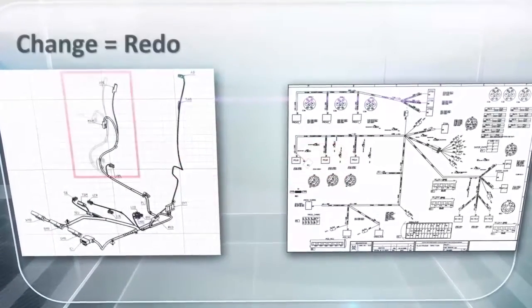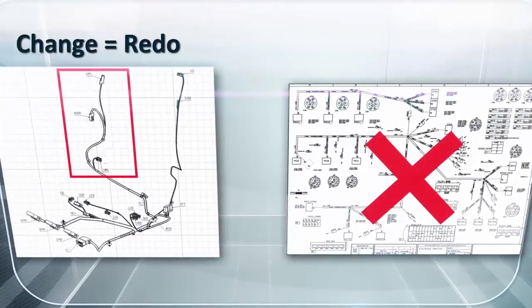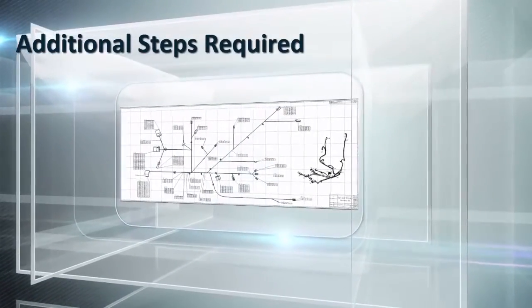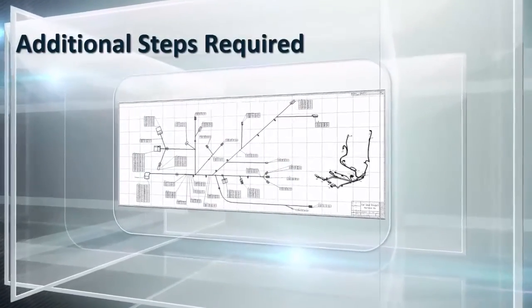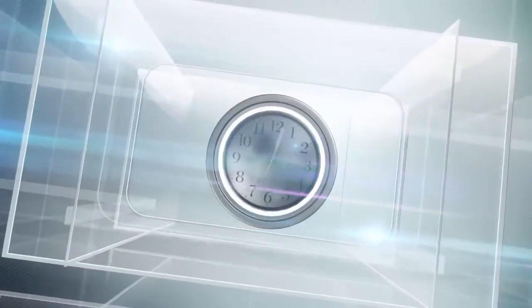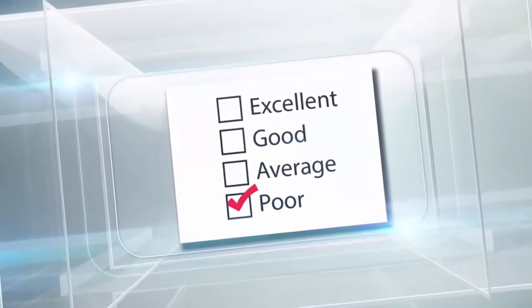Whenever there's a change, everything has to be redone. There's also no automatic update of documentation when 3D or 2D design of the harness changes. Additional steps are required to create the Formboard on the shop floor. In short, it's very costly and time consuming, resulting in a lack of quality in the final product.